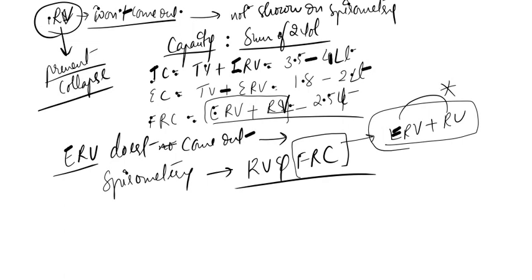So FRC cannot be defined in a spirometry. RV also cannot be defined in a spirometry. So RV and FRC cannot be defined in a spirometry. Now you got the answer. Okay.